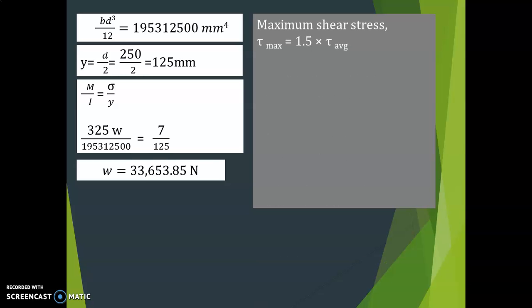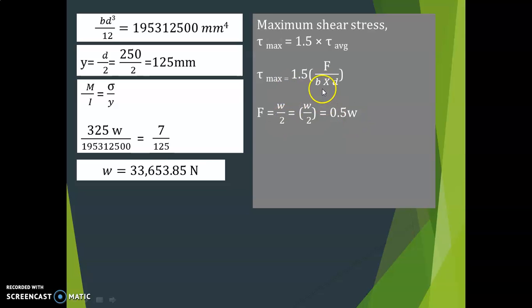Let us calculate W using the maximum shear stress equation. In the same way, maximum shear stress is equal to 1.5 times tau average. So tau maximum is equal to 1.5 times tau average, where tau average is equal to F divided by BD. Now you can substitute the shear force. F is equal to, in this case, simply supported with the point load at the center, so shear force is given by W divided by 2, that is 0.5 W.